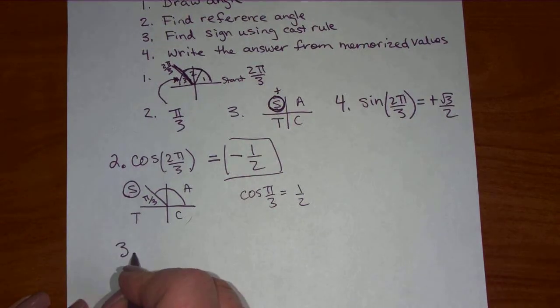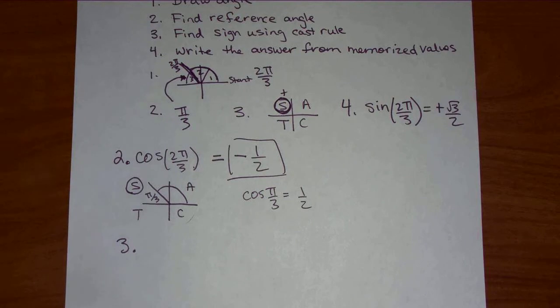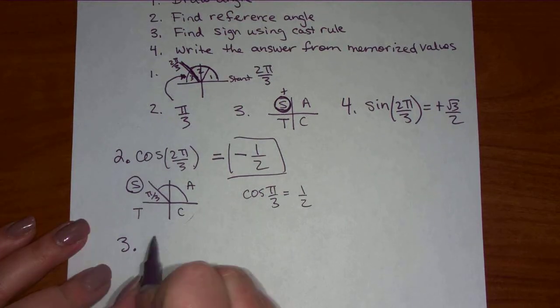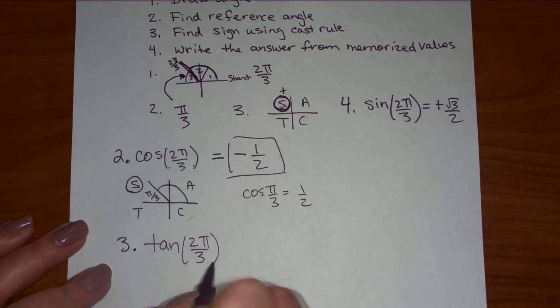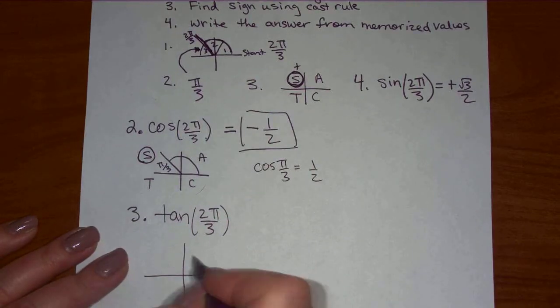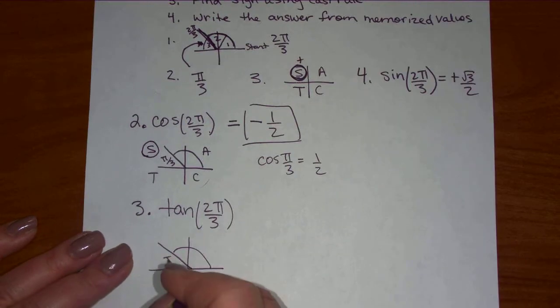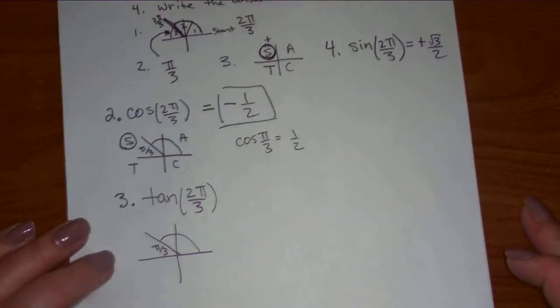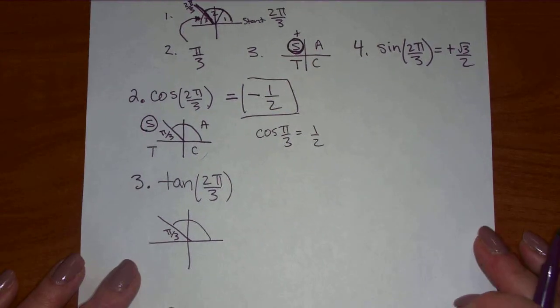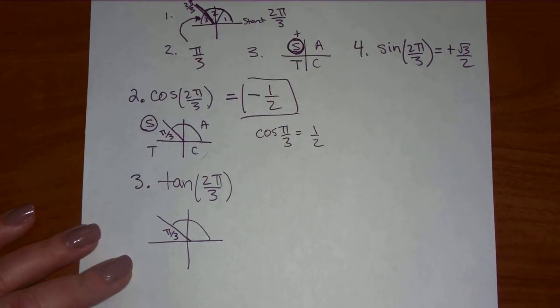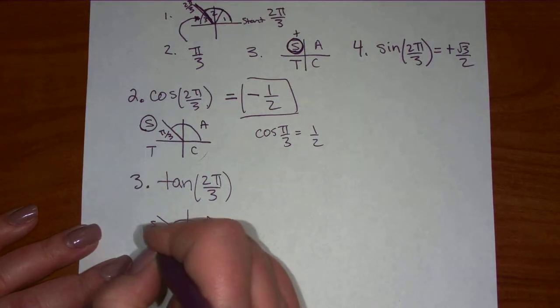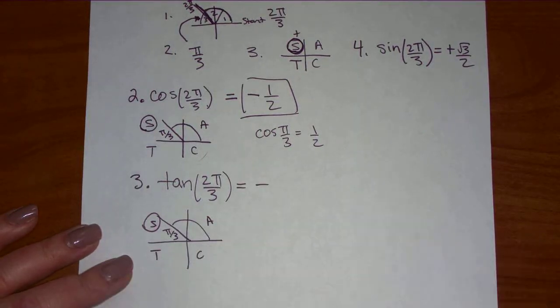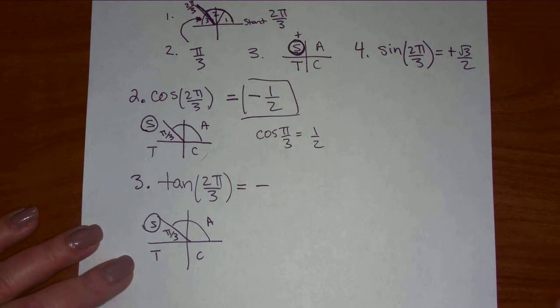Tan of 2 pi over 3. So again, same angle. Reference angle is pi over 3. That's the same because it's the same thing. The difference is the CAST rule and the value that you look up in the table. So CAST still lands in S, so this one is negative because it didn't land in the T. Okay. And what's tan of pi over 3?